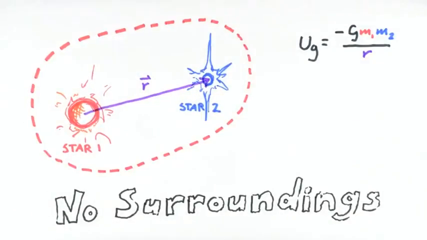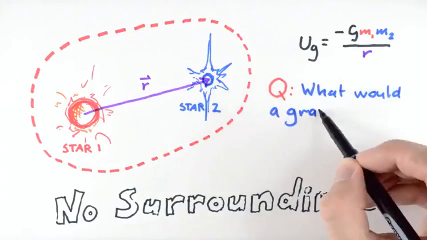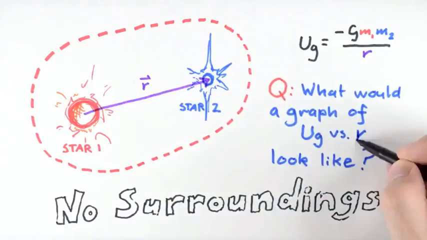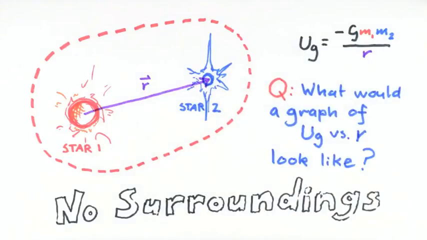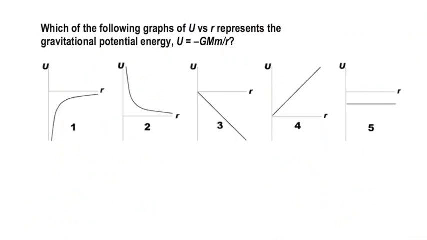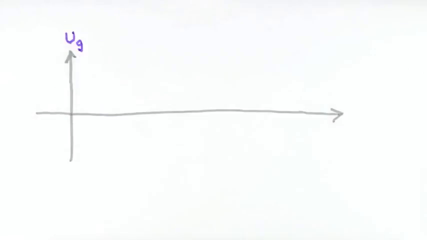Let's start with the multiparticle system shown with two particles interacting gravitationally with no interactions with the surroundings. Here's a warm-up question. What would the graph of the gravitational potential energy as a function of separation distance r look like? Here's what U sub g looks like, correctly plotted as a function of r.